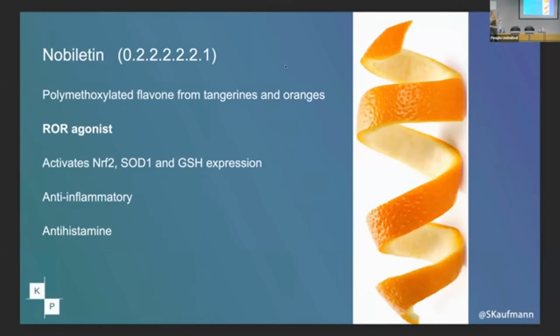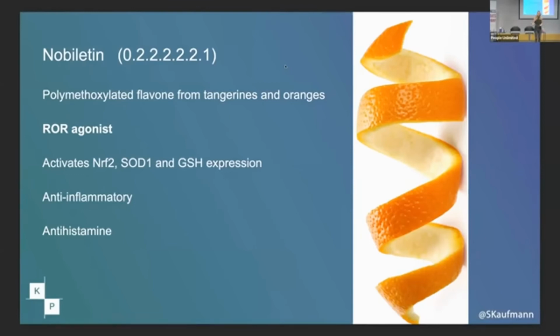I think over the course of time, everyone's going to be on Nobilin. That's my guess. So what does it do? It's an ROR agonist. And this was in the plus sign on our group. So this will increase the oscillations to make you sleep better.